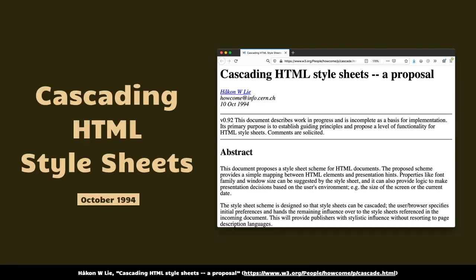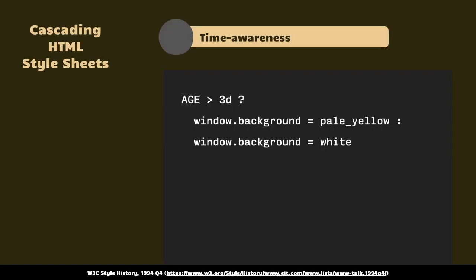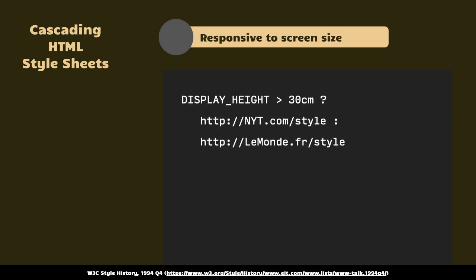Now, this proposal was written at a similar time as something else called Cascading HTML Style Sheets. This was a proposal Håkon Wium Lie did, and later Bert Bos joined forces with Håkon Wium Lie to work on one standard for CSS, because they found there were many similarities between their proposals. This proposal had interesting things like time awareness. So if your document is older than 3 days, let's give it a yellow background. Or based on display height, or the size of the screen that you're looking at, you can do a completely different style sheet.